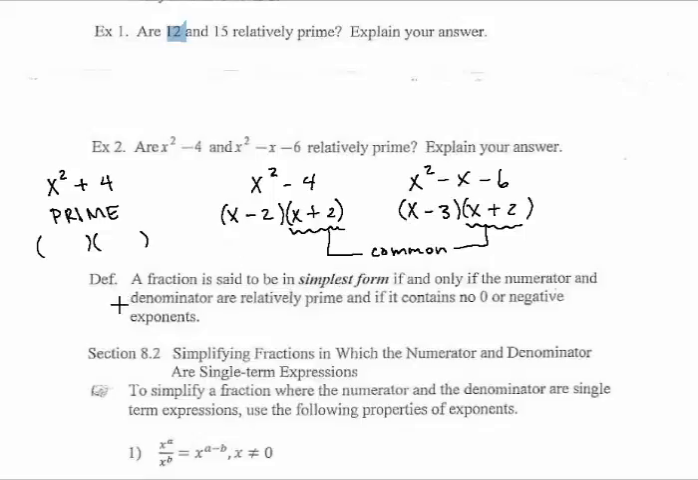Now, another definition, chapter 8. A fraction is said to be in simplest form if we cannot divide out an extra divisor from the numerator or denominator.